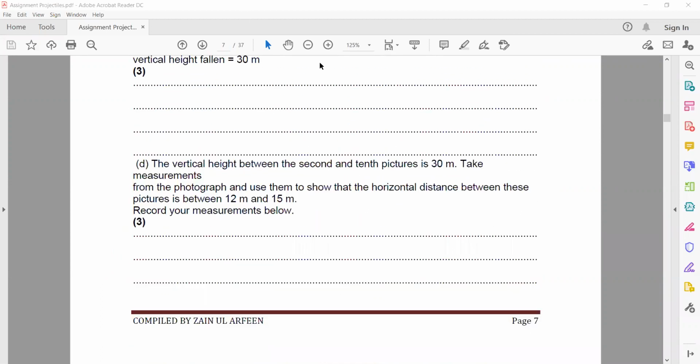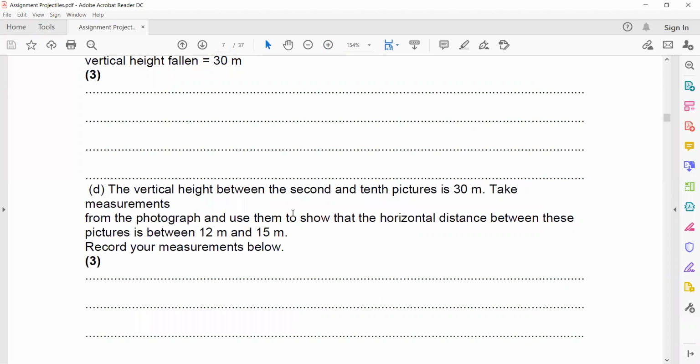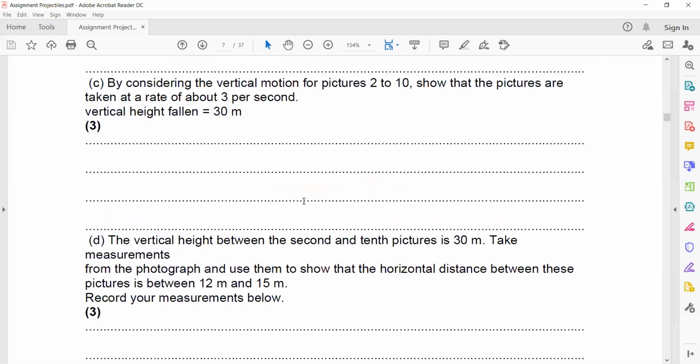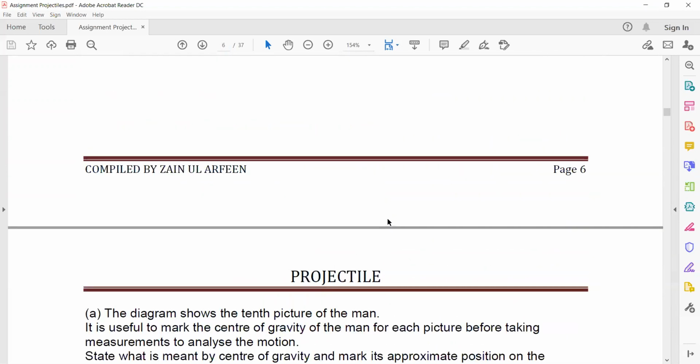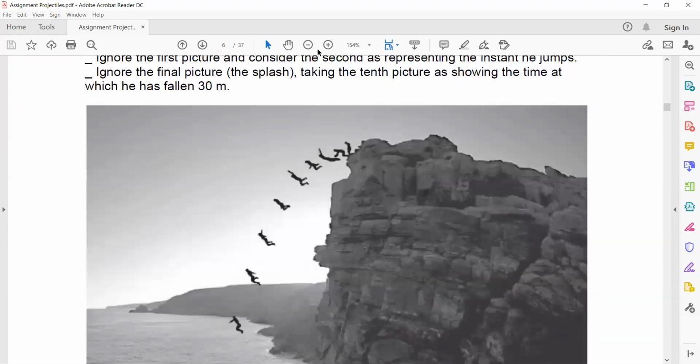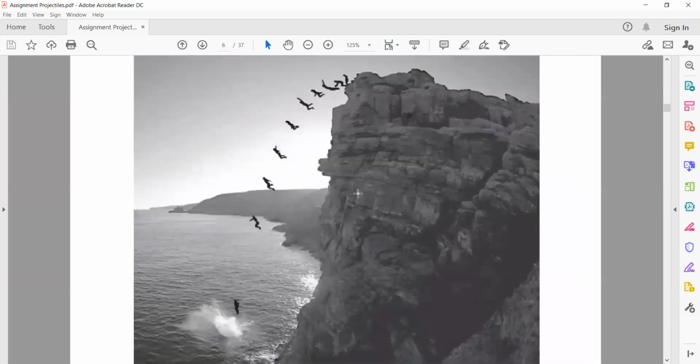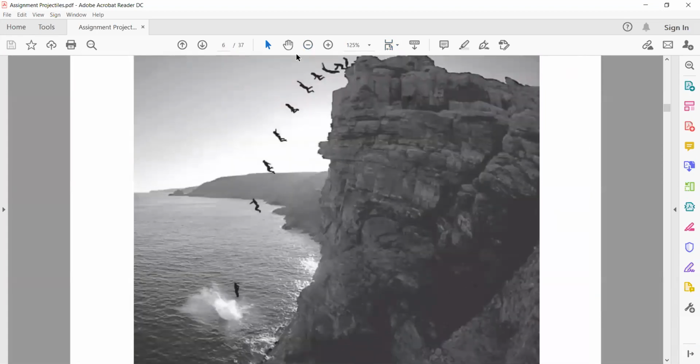The next question: the vertical height between the second and the 10th picture is 30 meters. Take the measurement, so it's about a scale diagram. Show that the horizontal distance between these pictures is between 12 and 15 meters. So you have to use a ruler and scale. They mentioned the vertical height is 30 meters.